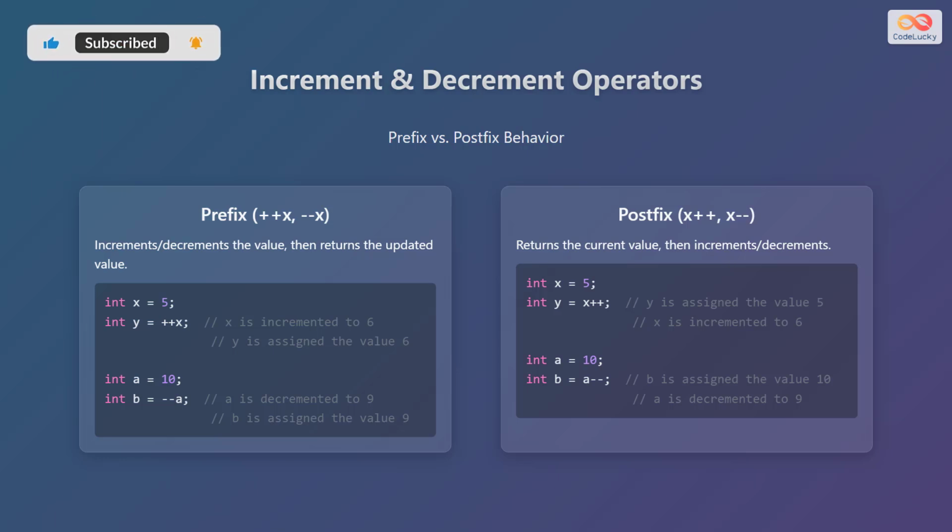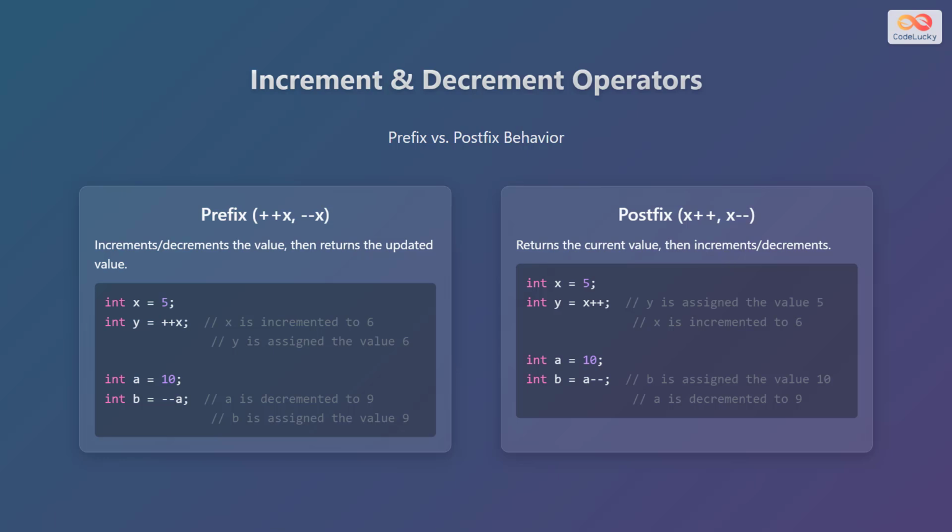Take a look at this code. We initialize x to 5. Then we assign plus plus x to y. This means that x is first incremented to 6, and then this new value 6 is assigned to y. Similarly, if a is 10 and we assign minus minus a to b, then a is first decremented to 9, and then this value of 9 is assigned to b.